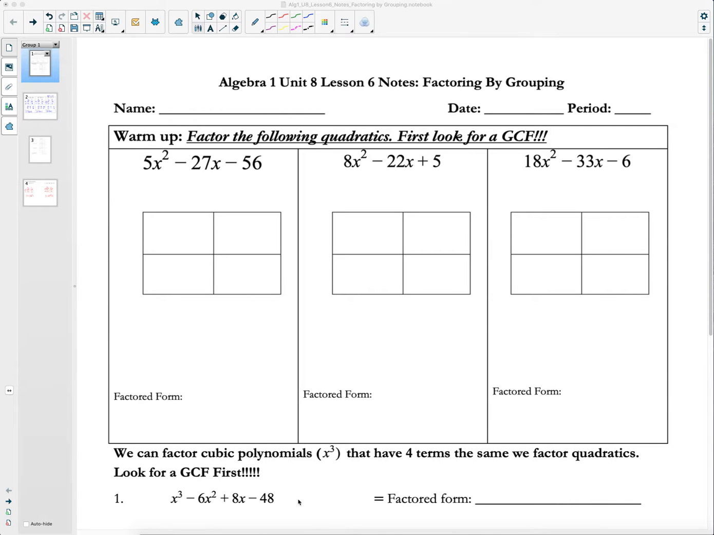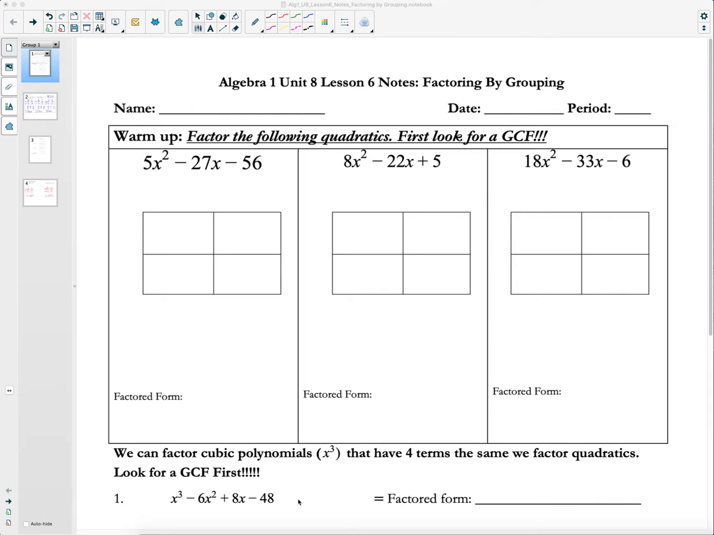But before we get to factor by grouping, I want you to do our three warm-up problems. This will cover all the factoring things that we have talked about so far. So go ahead and pause the video, attempt our three problems here at the top. Once you finish, turn the video back on and we will see how you did.